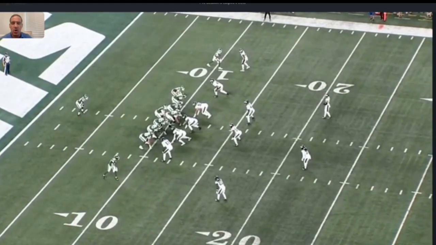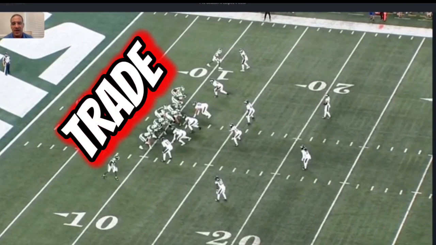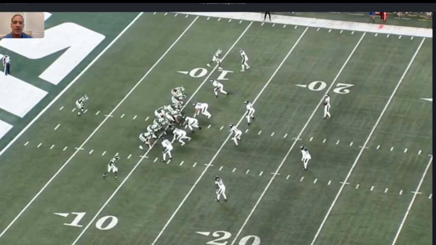Now, by the way, I would call that not motion, but actually a trade. The difference between a motion and a trade is that there's a reset, okay? A motion technically happens and the ball is snapped before the motion player becomes set. This is a reset, so we would call this a trade. So it's a tight end trade.